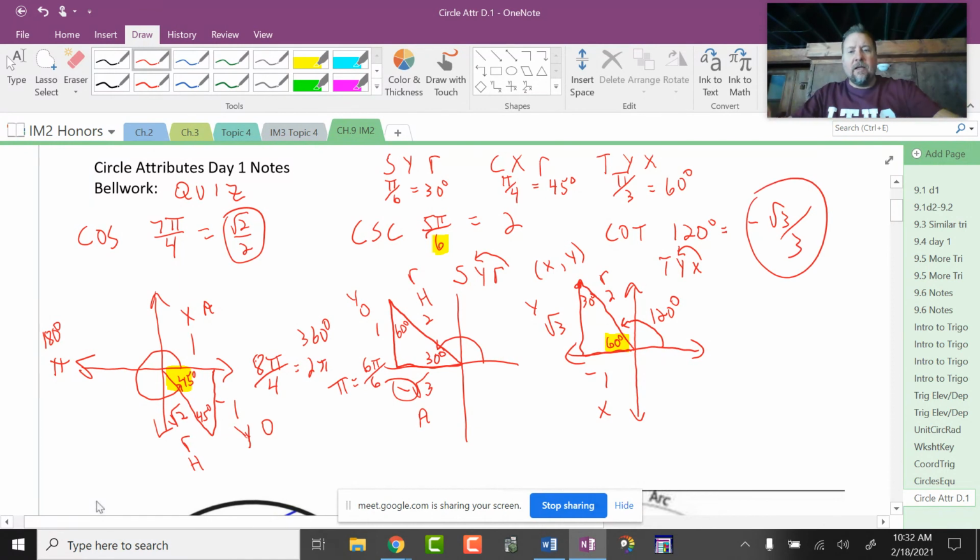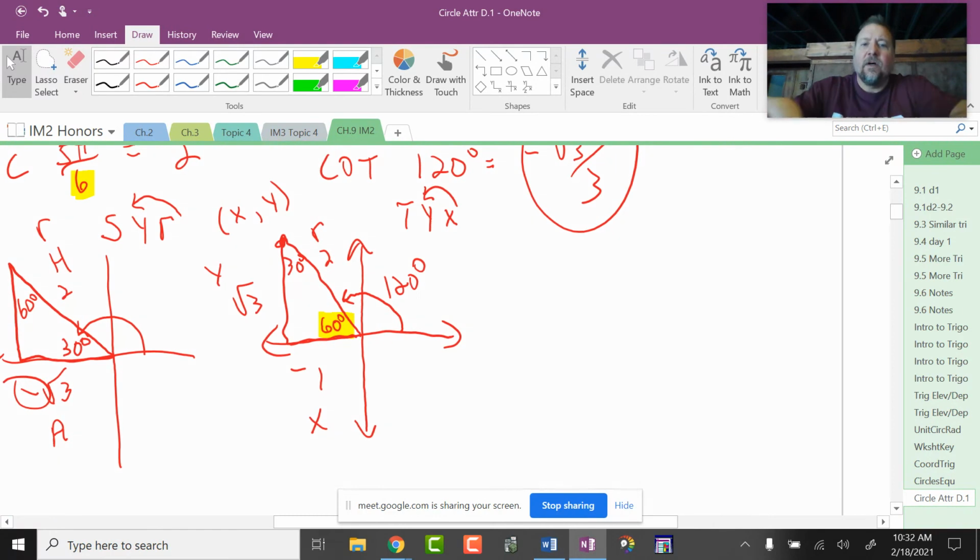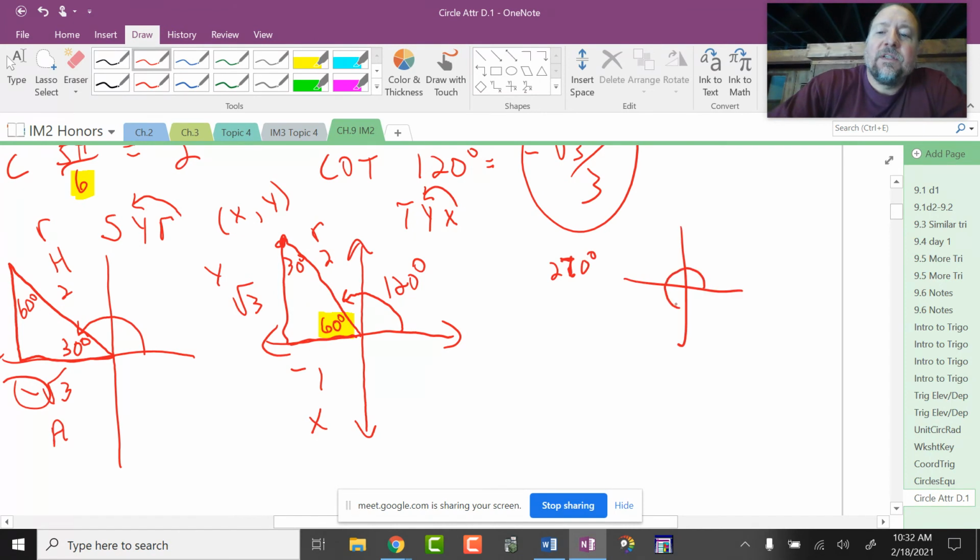All right, and then just some other points to make. What if I ask trig of, say, 270? Sorry, I don't want to go too long on this. Trig of 270, oh my gosh, I can't write a 7 here. Here's 270, which is the same as 3 pi over 2, right?